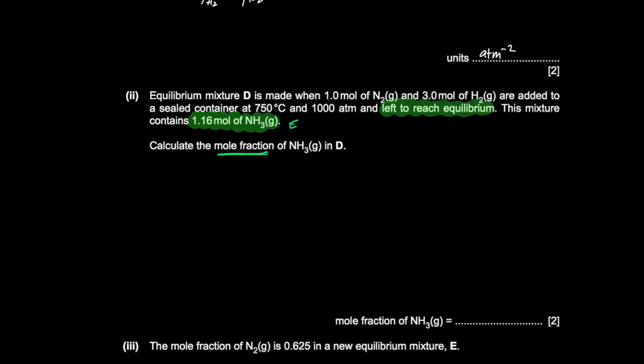Okay. So mole fraction is the moles of ammonia over the total moles of gas present, right? We need to find the total moles. We know the moles of ammonia at equilibrium, okay? So again, we can just use an ICE table, okay? So we have N2 plus 3H2 gives you 2NH3.